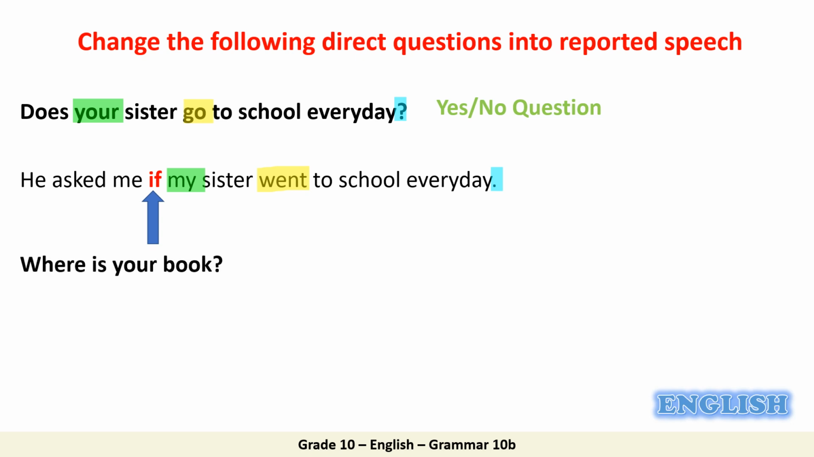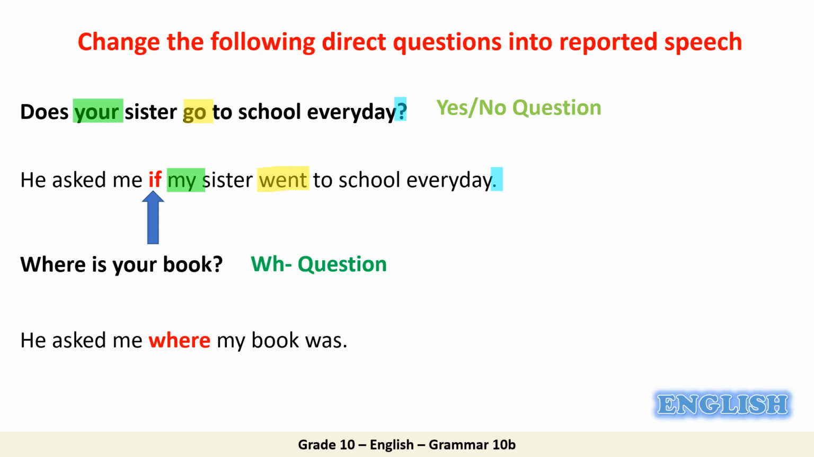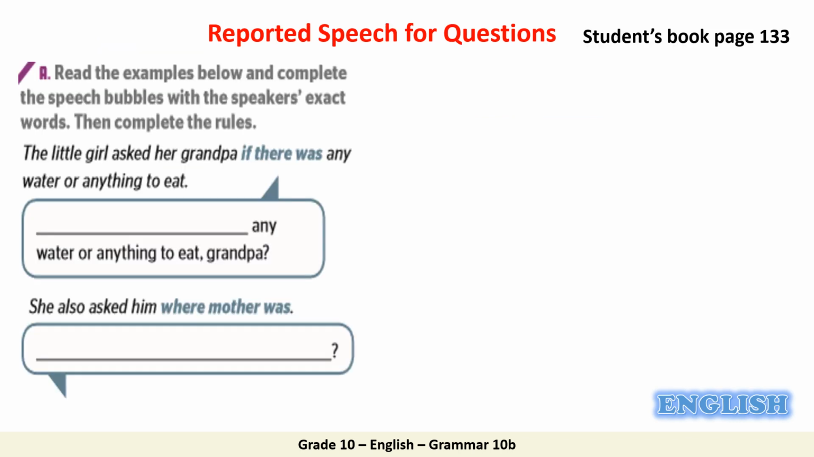Okay, now let's move on to another example. Where is your book? Try to change this one into reported speech. Pause the video, please. So what kind of question is it? Good, that's a WH question. So how do you change it? Very good. He asked me where my book was. So here we kept the same WH word, where, and we changed is with was, the tenses. What else? The pronouns your and my. Now what about the question mark? Excellent. It becomes a full stop.